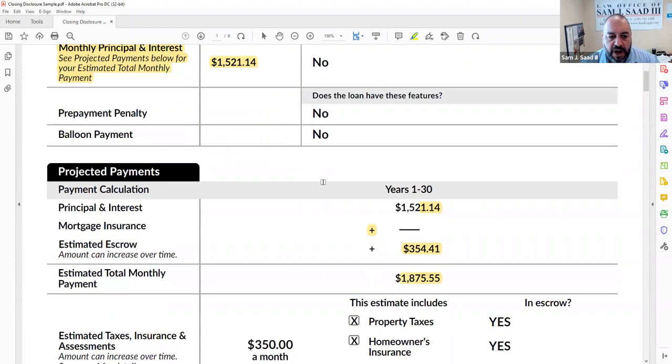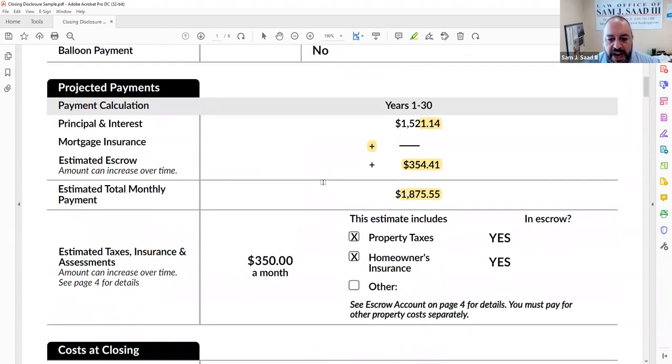Moving right along, the projected payment section. So next up, we talk about the principal and interest plus the escrows. You can see here the estimated taxes, insurance, and assessments. I just put $350 a month, so you can see where it goes. And this CD discloses that property taxes and homeowners insurance are included in escrow, and that's what this $354.41 right here is all about.